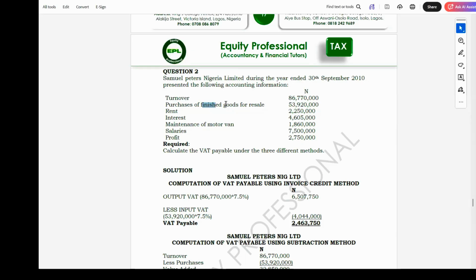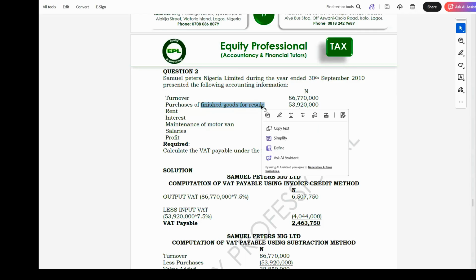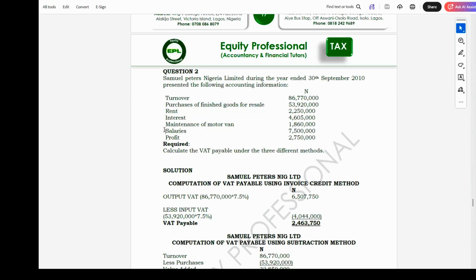Like in the case of finished goods, this is what they are going to sell to customers. That is going to give them turnover. But in the case of wages or salary, you are not going to sell your employee. Your employee will only provide services to you. Whether you have wages or salary, it is still indirect revenue expenditure. Is it clear? Yes, sir. Any other question?